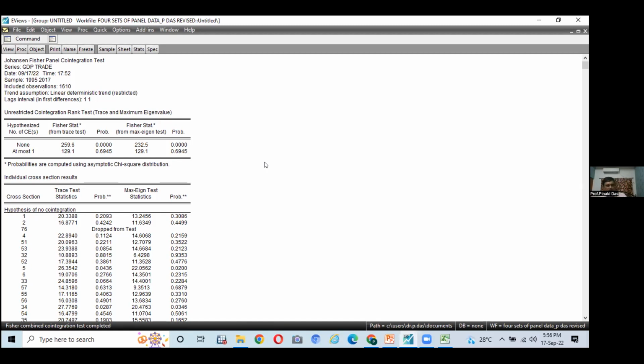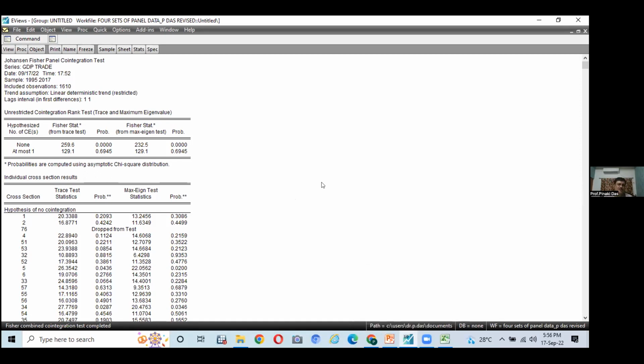In this way, we can check the co-integration test. But here I have considered only one method, the Johansen-Fisher co-integration test. There are other alternative methods. You will check those also in your data case. For the time being, I am not able to check all the methods. Now, let me repeat the interpretation.